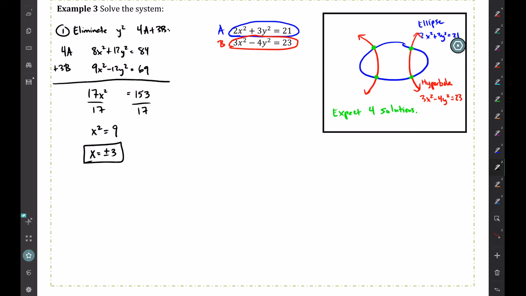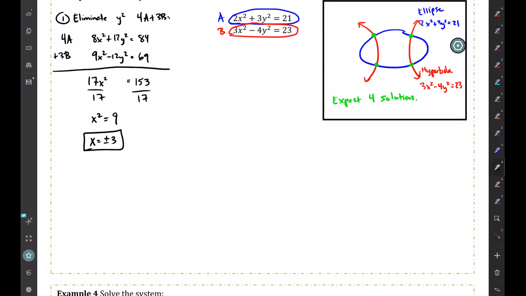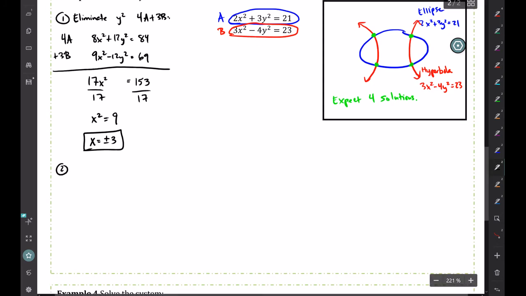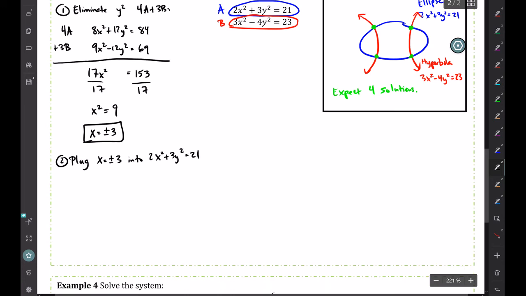Now we take x equals plus or minus 3 and we plug that into the other equation. So step 2 is plug x equals plus or minus 3 into, let's see, the 2x squared plus 3y squared equals 21. So when x equals 3, I get 2 times 3 squared plus 3 times y squared equals 21.